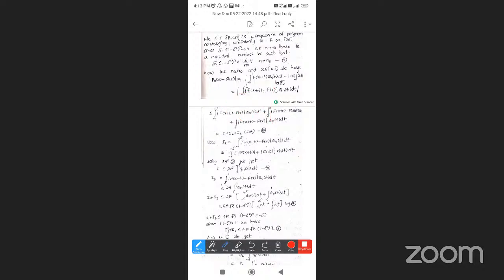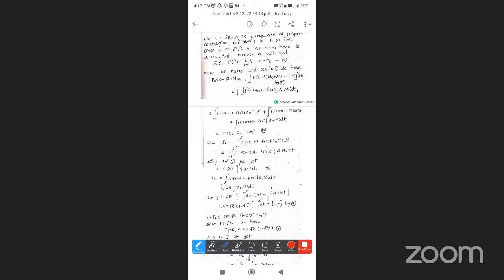We have mod of Pn of x minus f of x. This is equal to mod of the integral from minus 1 to 1 of f of x plus t into Qn of t dt, minus f of x into the integral from minus 1 to 1 of Qn of t dt. So this is the Pn of x value substitution and the f of x value substitution.